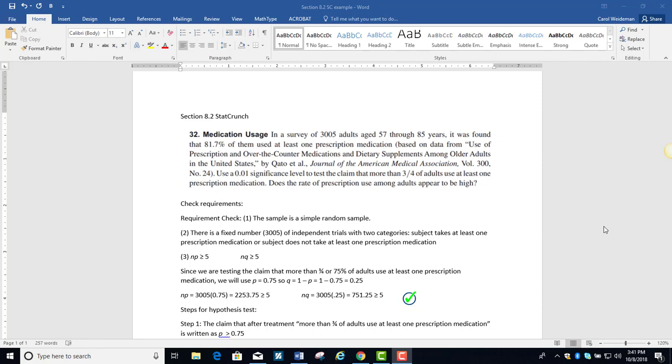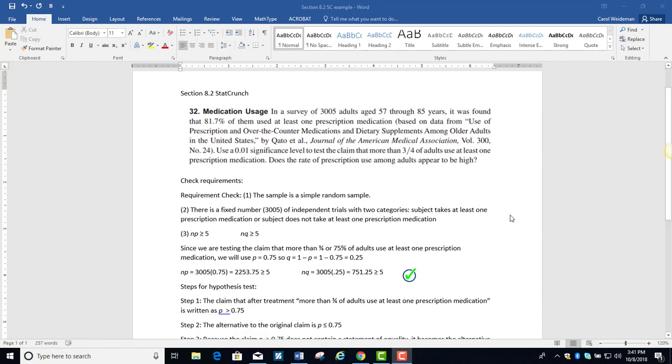First, we need to check the requirements, and remember we have 3 requirements to check when we're working with a proportion. This is a random sample. There's a fixed number of independent trials, 3,005, with 2 categories: subject takes at least one prescription medication, or subject does not take at least one prescription medication. We want to check the sample size requirements.